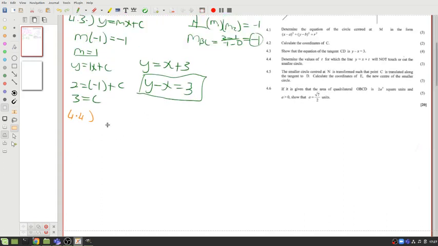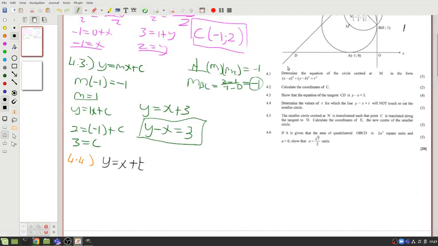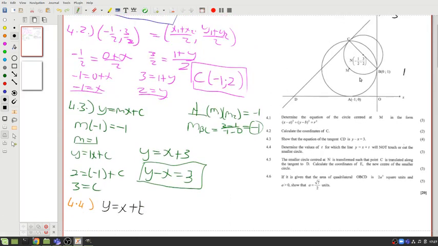Okay, so first thing we need is the equation of the circle. So let's first write down the equation of our straight line, y equals x plus t. Now the equation of our small circle, we can find by saying it's x minus a, so x plus a half squared, plus y minus b, so y minus 3 over 2 squared, equals r squared.